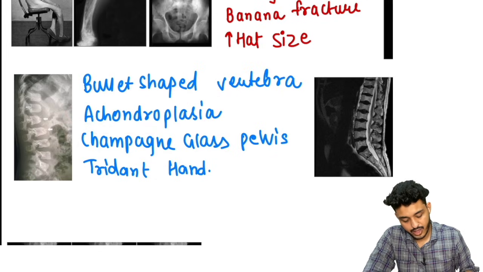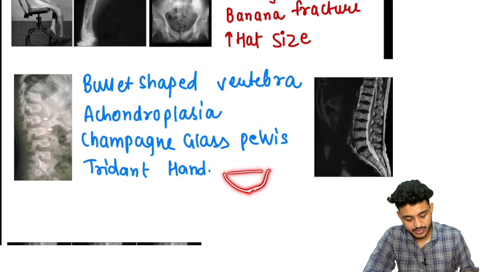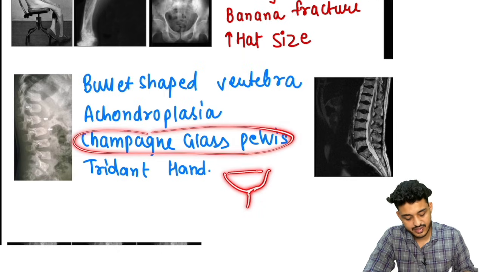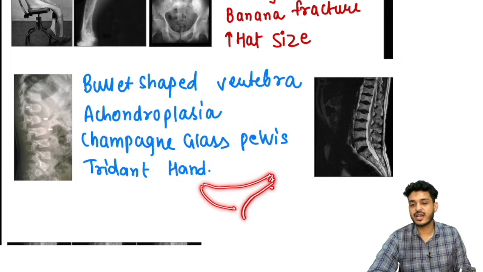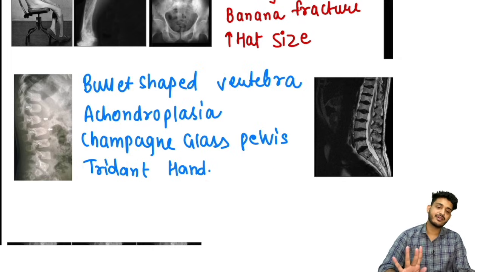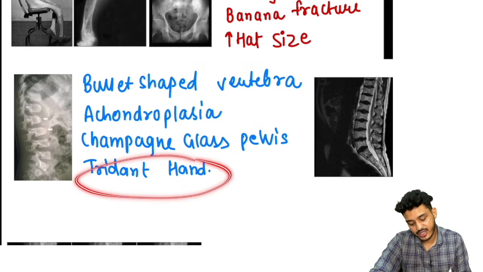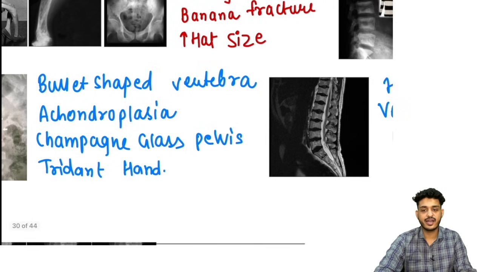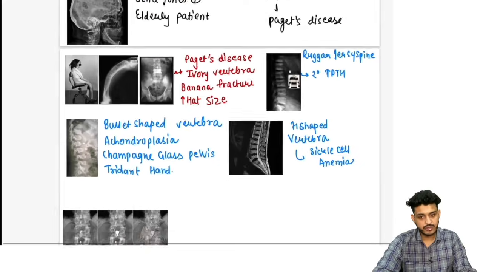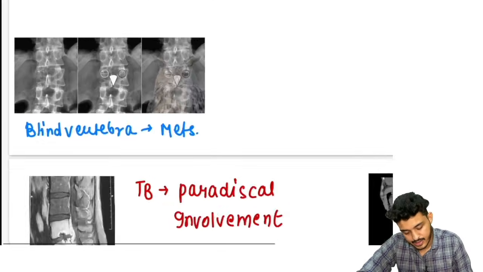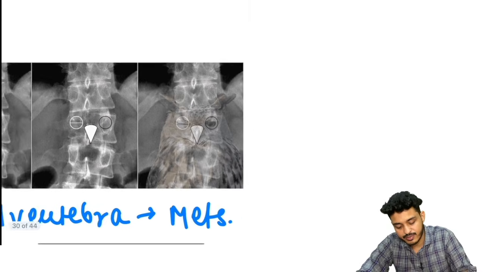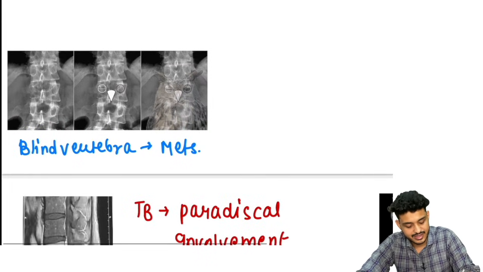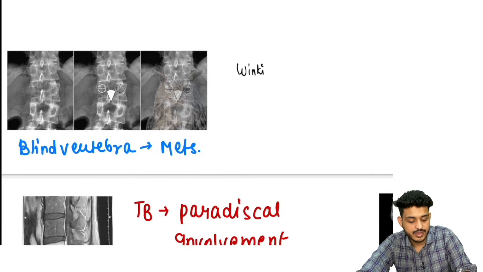Achondroplasia also has champagne glass pelvis. You will be having this type of pelvis. You will be having trident hand, right? Okay, trident hand, champagne glass pelvis, bullet-shaped vertebra. Then this is going to be winking owl sign that you will be finding in metastasis. This is known as winking owl sign, beta.